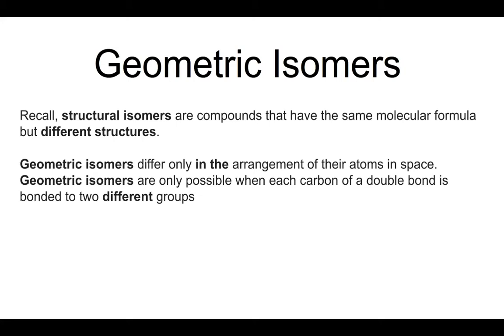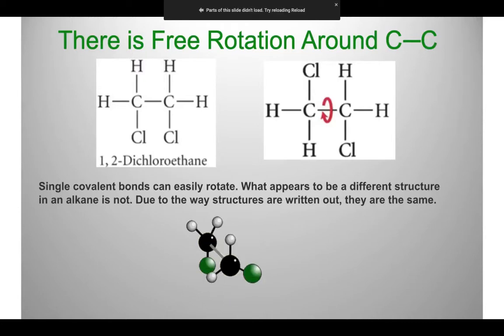In order to have a geometric isomer, you must have a double bond between two carbons, and the way that the subgroups are situated across the double bond determines the type of geometric isomer that you have. In this example here, you will see that we have an alkane. It is 1,2-dichloroethane. And notice that with single bonds, they can easily rotate. What appears to be a different structure in an alkane actually is not. Due to the way the structures are written out, they are actually the same.